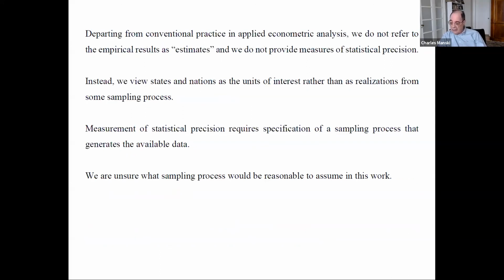A very short remark to the econometricians and statisticians here: when we give these numbers, we don't call them estimates, and we don't provide any measures of statistical precision. The reason is that you can measure statistical precision by a standard error or a confidence interval if you have some well-defined sampling process generating the data. But that's not how these data are generated. These are population data. We have full data for Illinois, New York, and Italy. So there is no sampling process that's obvious, and we just stay away from that.